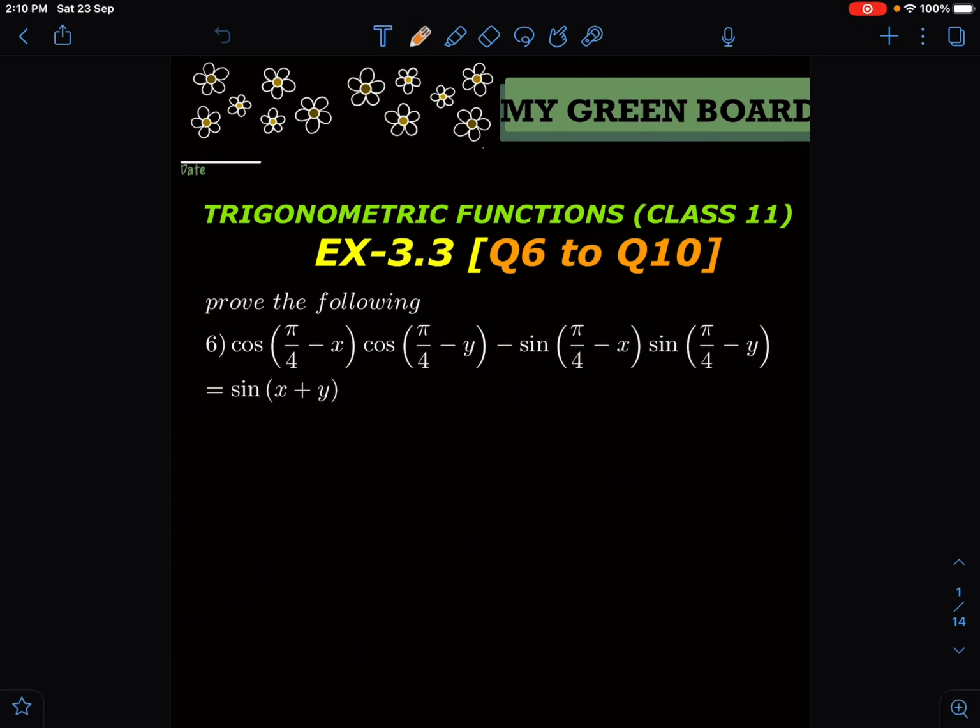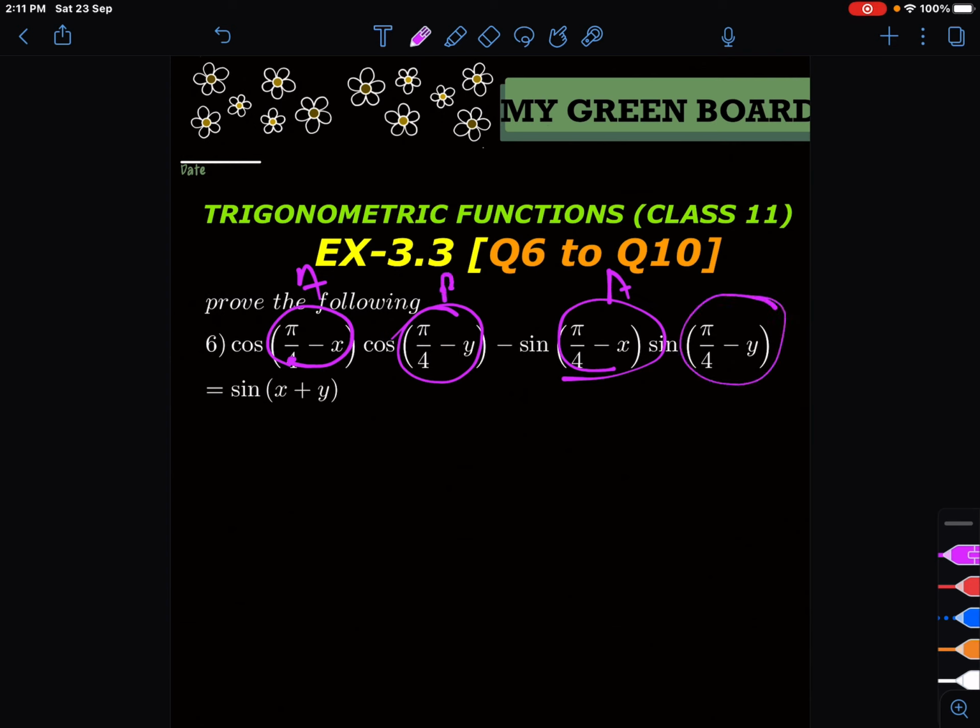So what we are going to do is, first, students, actually spend some time with the question. Just see here, we are able to see this pi/4 - x and this pi/4 - x. This one we can take as A. Now this pi/4 - y and this pi/4 - y you can take as B. Can you recollect the formula cos A cos B minus sin A sin B? We will take that formula and do this question.